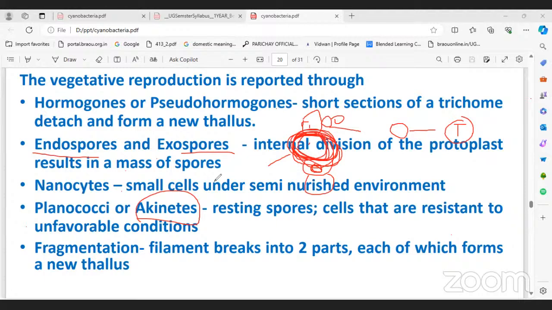And if you see sexual reproduction, actually sexual reproduction is absent in cyanobacteria. Remember it. Sexual reproduction is absent in cyanobacteria. Okay, is it clear? Right. Now, one thing we'll discuss, that is movement of cyanobacteria and heterocyst. Let's discuss that.